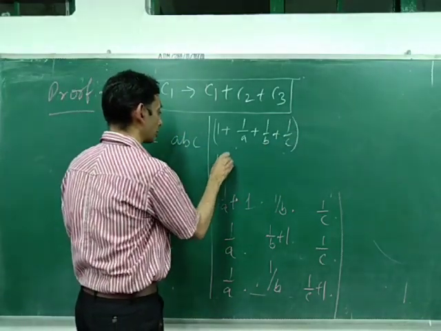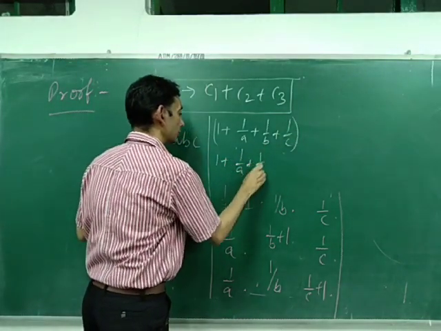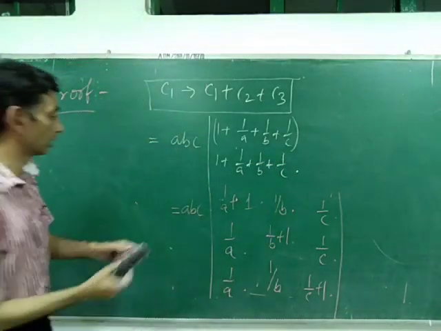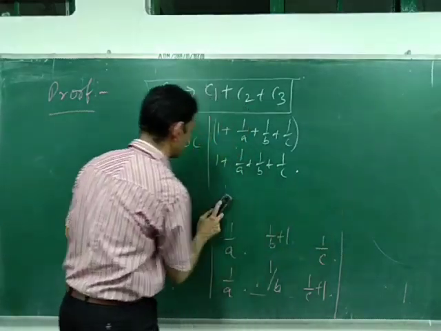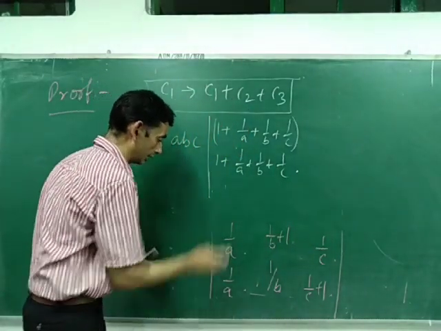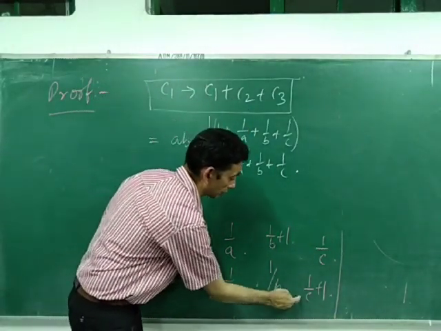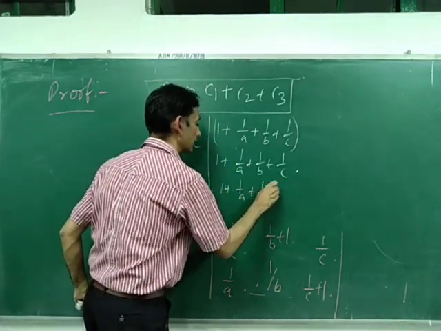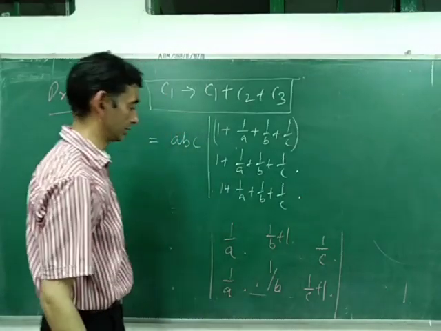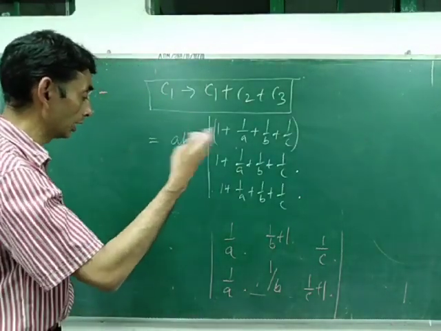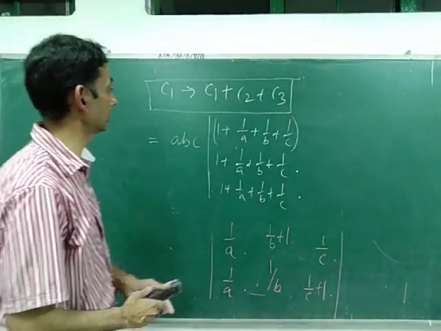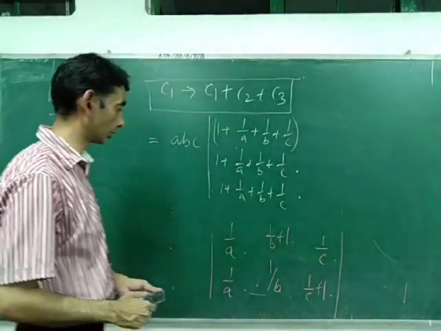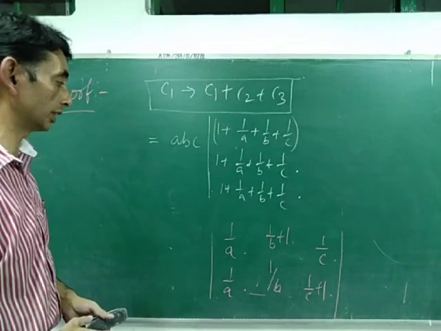The second element is 1 plus 1 by A plus 1 by B plus 1 by C. And similarly, what will be the third element? Third element, look here: 1 by A plus 1 by B plus 1 by C plus 1. Exactly the same, 1 plus 1 by A plus 1 by B plus 1 by C. Okay? Now, you are not changing anything in the column 2 position and column 3 positions.